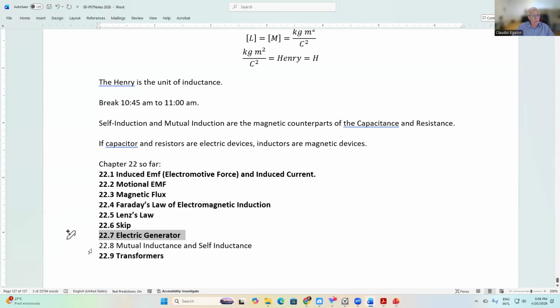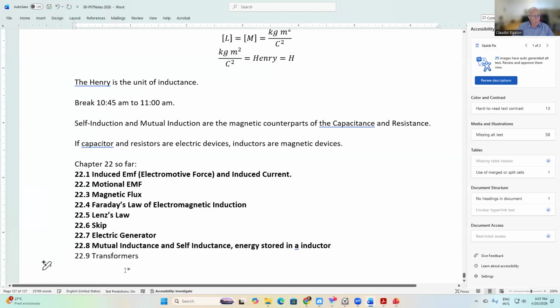We are going to be using the electric generator from now on for many of the problems that are going to show up. Mutual inductance and self-inductance. We didn't quite finish because there is one more thing that we have to do. What else do we have to do? We have to talk about energy stored in the inductor.